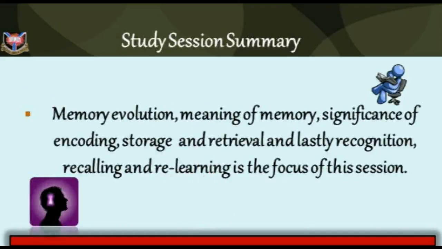Study session summary. This study session has focused on the origins and the processes involved in the human memory. We discussed some theories of memory evolution, what memory is all about, and the significance of encoding, storage and retrieval, as well as recognition, recall, and relearning to the human memory.